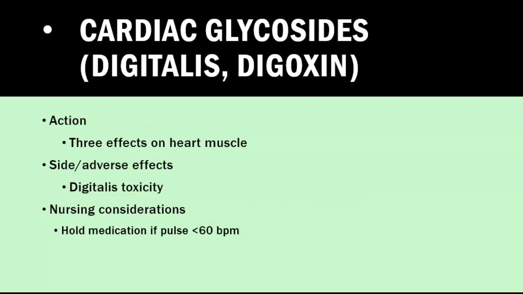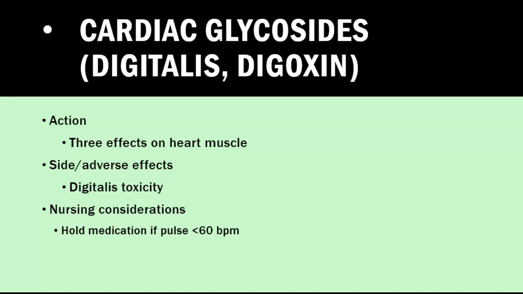First, we will talk about cardiac glycosides. We'll focus on digitalis or digoxin. Digitalis and digoxin are the same thing. You might hear them referred to as either one. There's 3 different ways that digoxin works on the heart muscle. It strengthens cardiac force and efficiency, it slows the heart rate, and it increases circulation, which affects the kidneys, which increases diuresis.